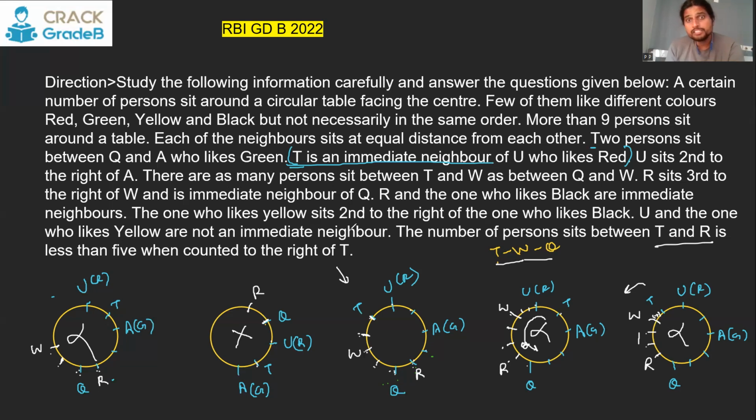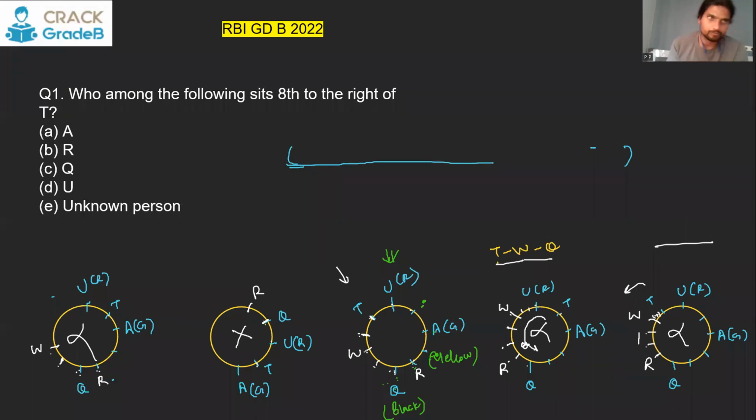The one who likes yellow sits second to the right of the one who likes black. If this is black, 1, 2, this is yellow. You and the one who likes yellow are not immediate neighbors. If this is not yellow, this cannot be the black. That means Q is the person who likes black. Second to black, there is a person who likes yellow. This is the person who likes yellow. This is the only possible case. So we are good to go for the questions directly.